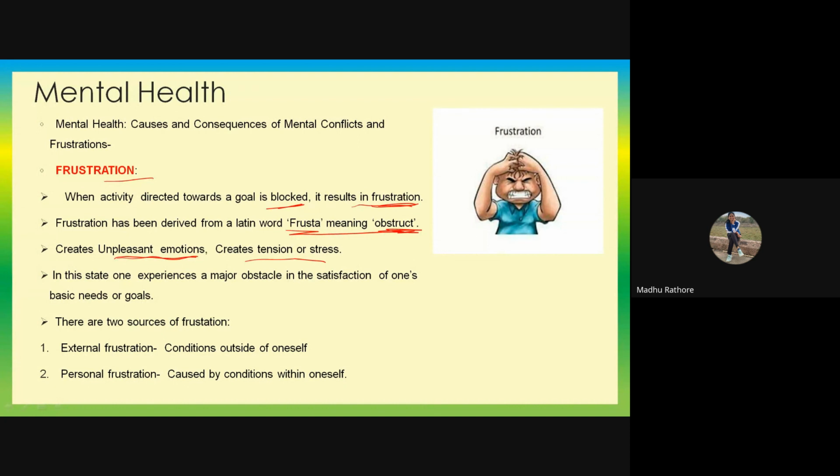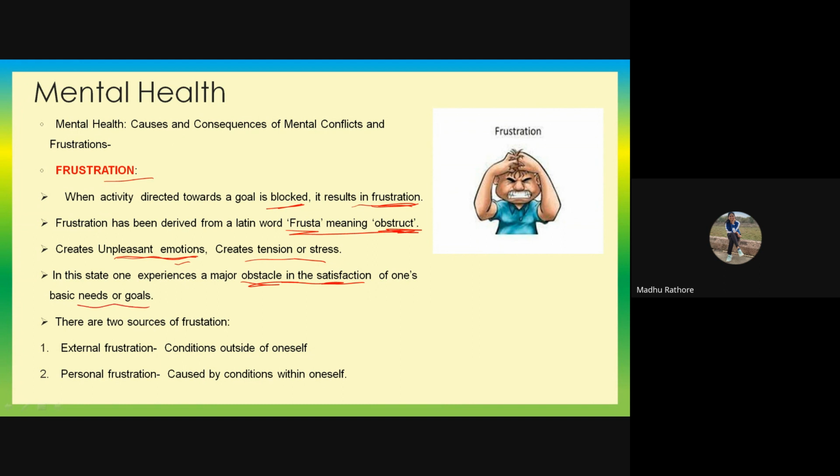So we can say that different types of mental disorders or mental problems like stress, depression, tension come from frustration, starting from when an activity directed towards a goal is blocked in an individual. Frustration creates unpleasant emotions. It disturbs our emotions. In this state, one experiences a major obstacle in the satisfaction of one's basic needs or goals.